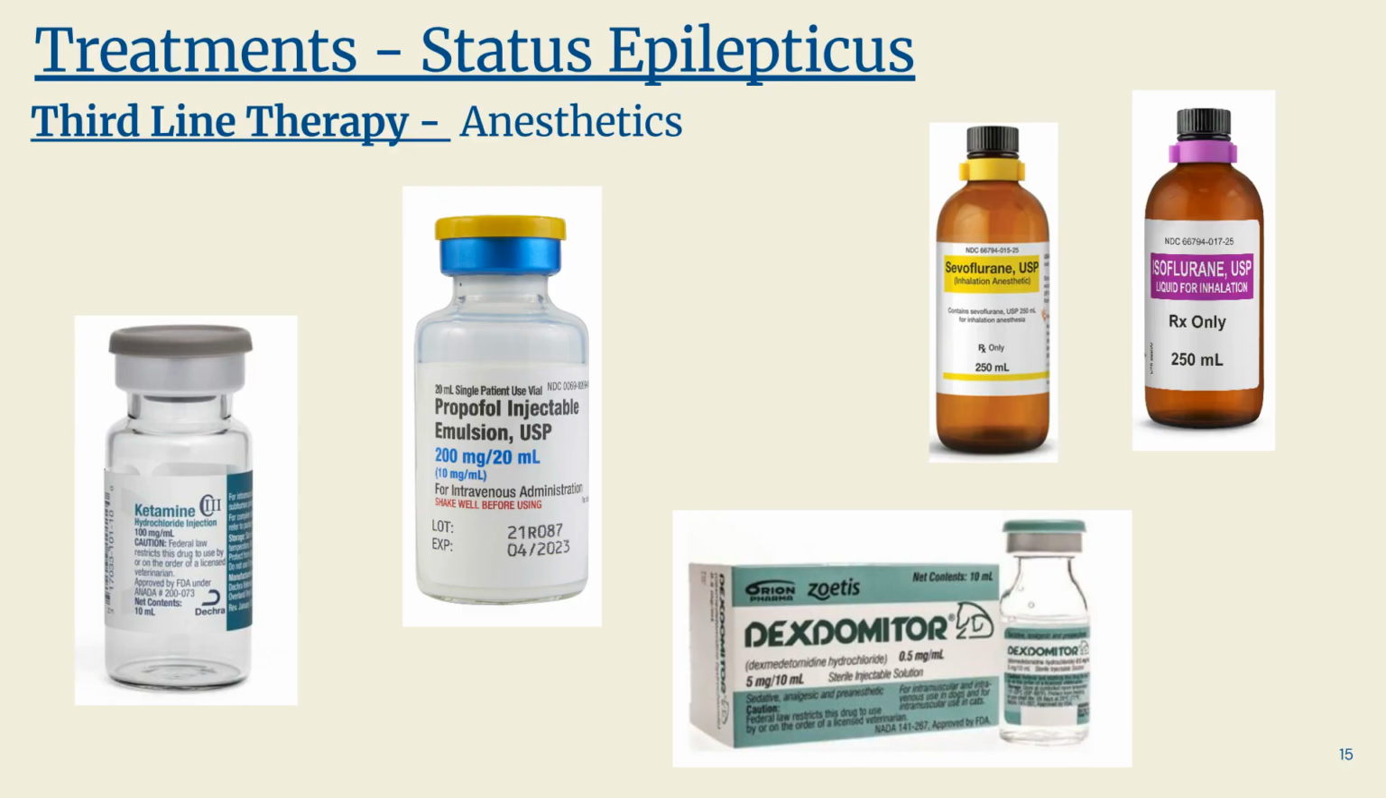Last but not least are the third line therapies, which are used for refractory status epilepticus that hasn't responded to any of the previous treatments. What the third line therapies all have in common is that they are all anesthetic agents. Usually, the major concern for these medications is safety rather than efficacy because they will sedate your patient and stop seizure activity, but you want to ensure that they survive the process.